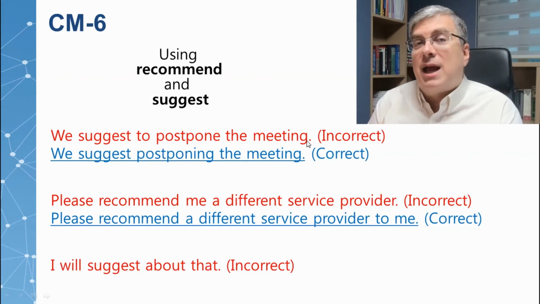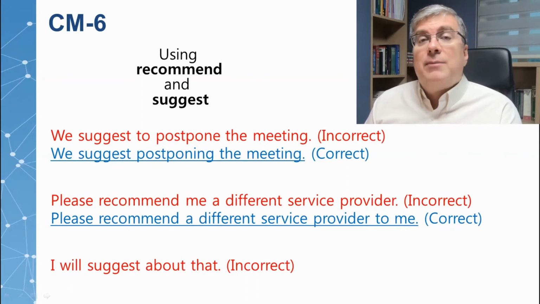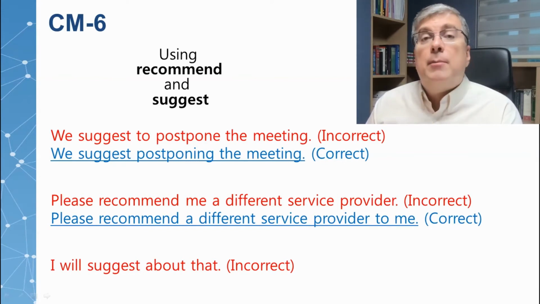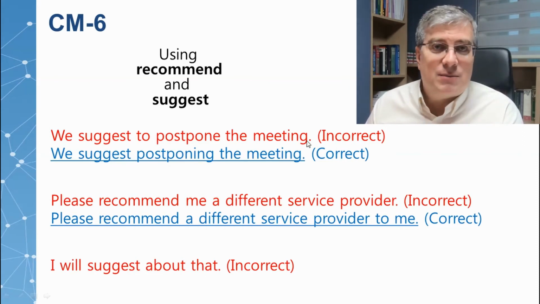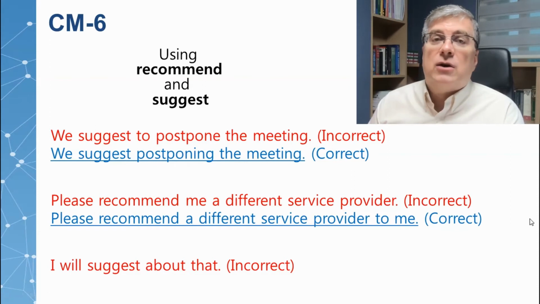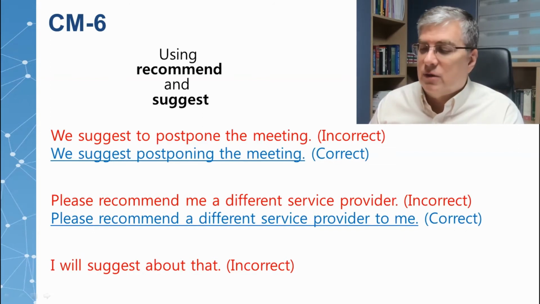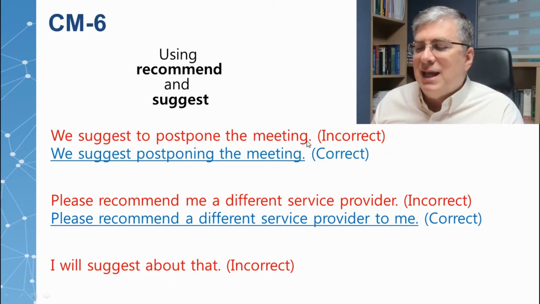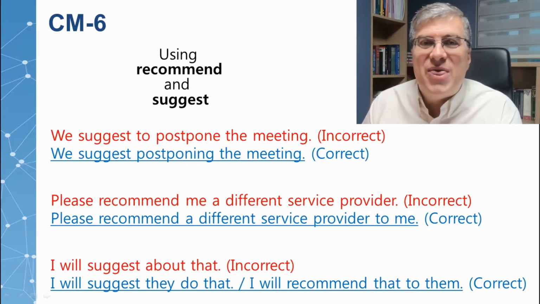Okay, next. I will suggest about that. That is exactly what I got in an email actually a couple weeks ago. I made a proposal. I think we were changing the schedule, and I said I'm not available on Wednesday, but I am available on Friday. I texted my contact that message, and so he wrote back to me and said, okay, I will suggest them about that. And I'm like, okay, that's not correct. If I met him in person, I'd probably say something, but I'm not going to correct him over texting. But anyway, he should have said, I will suggest they do that, or I will recommend that to them.